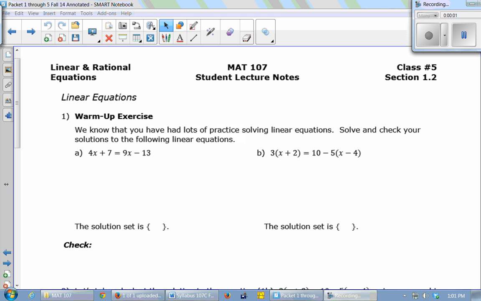Going to talk about linear and rational equations. So I know that you've had lots of practice solving linear equations. You've done them in many previous algebra courses. But just as a brief review and practice, solve these two linear equations, discuss in your groups if you get stuck, and then we'll move on after that.